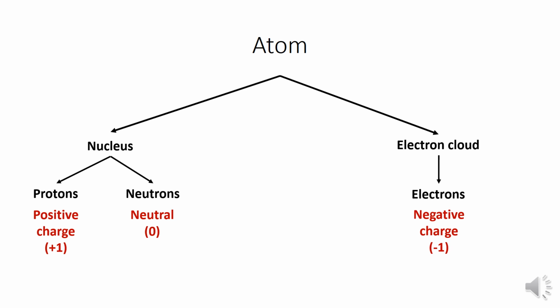But the atom as a whole actually has no charge. It's neutral. So if it has positive and negative inside of it, but all of it is neutral, we can say that the number of protons is equal to the number of electrons and they balance each other, so the atom will be neutral. We will focus on this point in the next video.